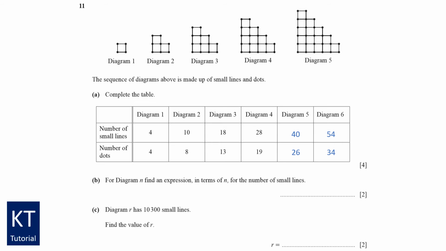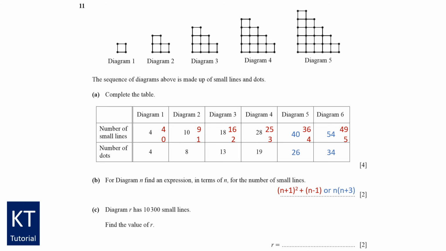Next, for the diagram n, find an expression in terms of n for the number of small lines. The numbers on this row seem to be a pairing of a geometric progression and an arithmetic progression that is shown in red. Therefore, the formula is (n plus 1) squared plus (n minus 1), or when simplified, n times (n plus 3).